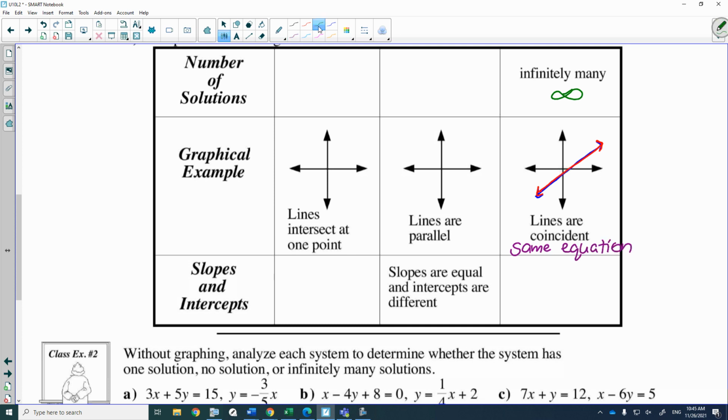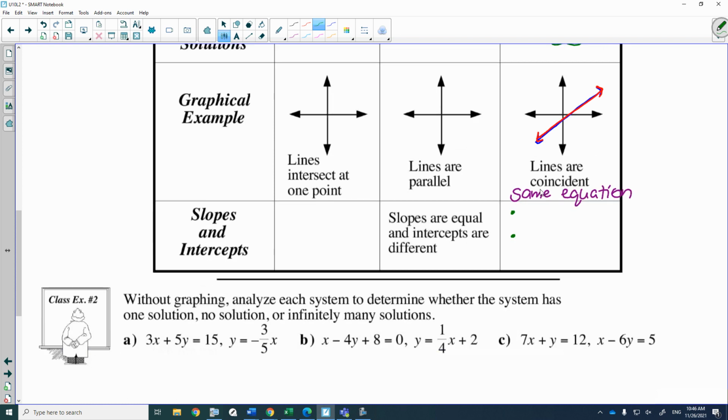What you have to be able to discuss is the slope and y-intercepts. Like you would say same or different. So if they are the same equation, what would the slope of both of these lines be? The same. The slopes are identical. Slopes are the same. So let's write slopes. You can either write the same, equal, identical. So slopes are the same. The y-intercepts, because they are identical equations, the y-intercepts are the same.